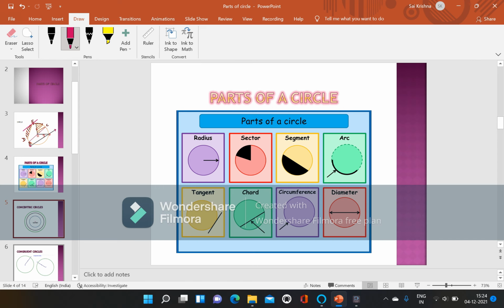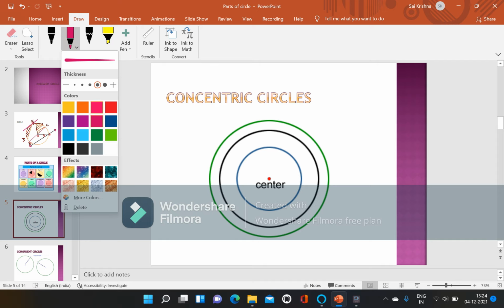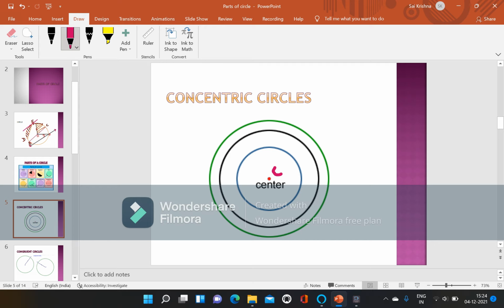And regarding the different types of circles, first one is the concentric circle. That means many circles which have the same center are called concentric circles. So here we have 3 different circles, and for each circle the center is this point. If we call it O, then for all the circles the center is the same, O. So since the 3 circles have the same center, we call them concentric circles.